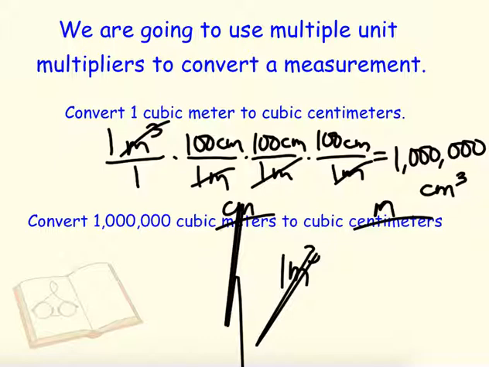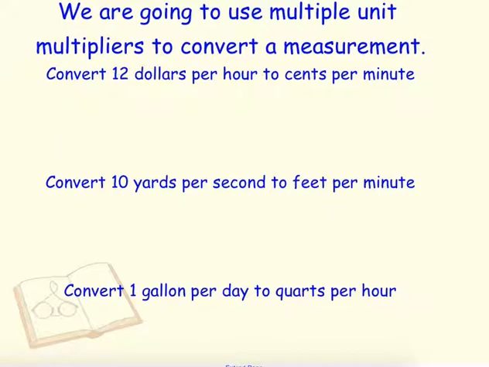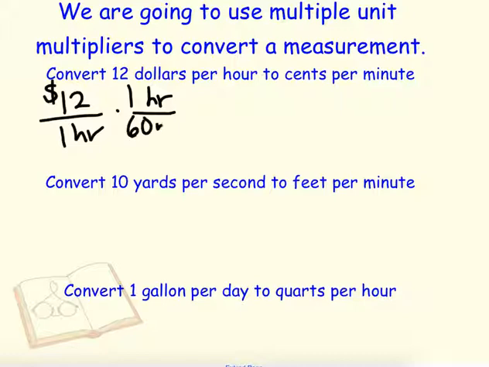And last page here, last few examples. Convert $12 per hour to cents per minute. So we have $12 that we will convert to cents and 1 hour. So I'll change the hours first. We have 1 hour over 60 minutes.